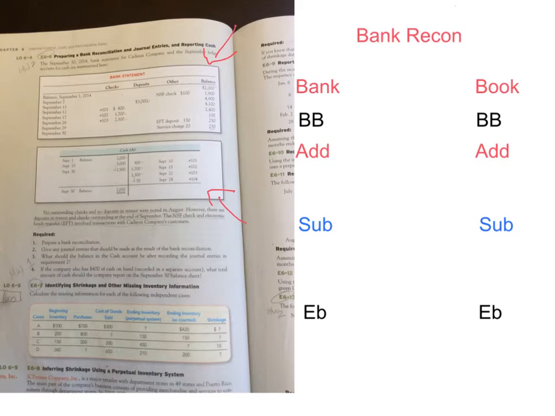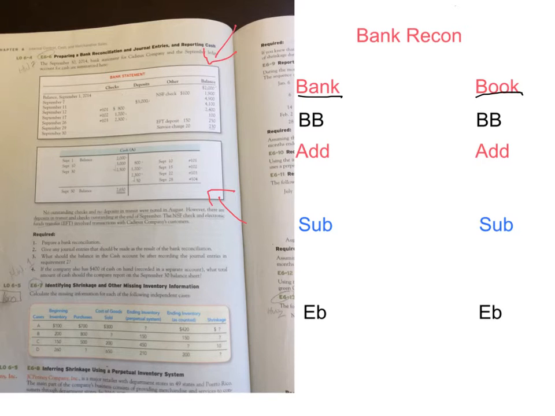So let's first start out with the balances here. So you can see on the right hand side here, I've got bank right here, book over here, and we want to start out with the beginning balance. Well, remember, the beginning balance when you're talking about the bank reconciliation is really what is the starting point. It doesn't necessarily have to be at the beginning of the month. It's just simply where are we starting at.